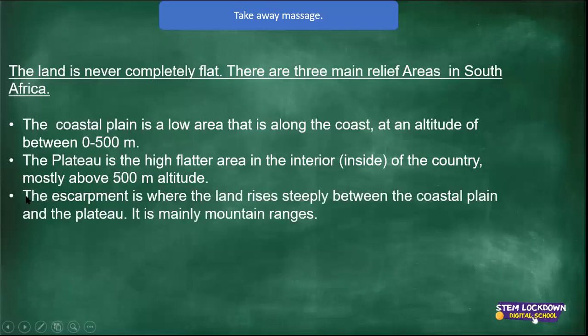And then we have the escarpment. It is where the land rises steeply between the coastal plain and the plateau. It is mainly a mountain range.